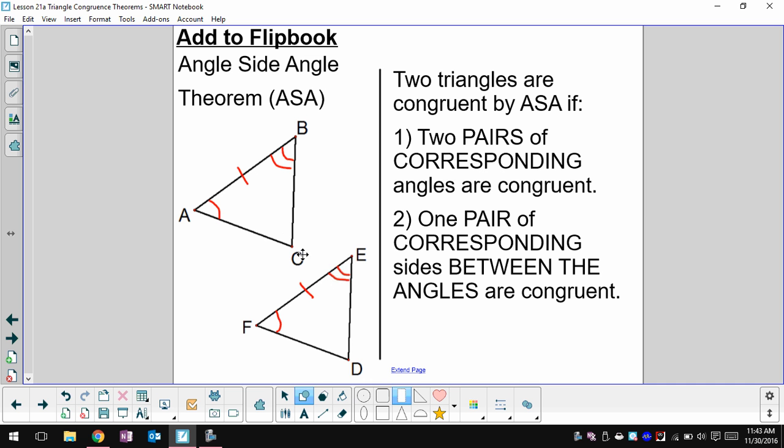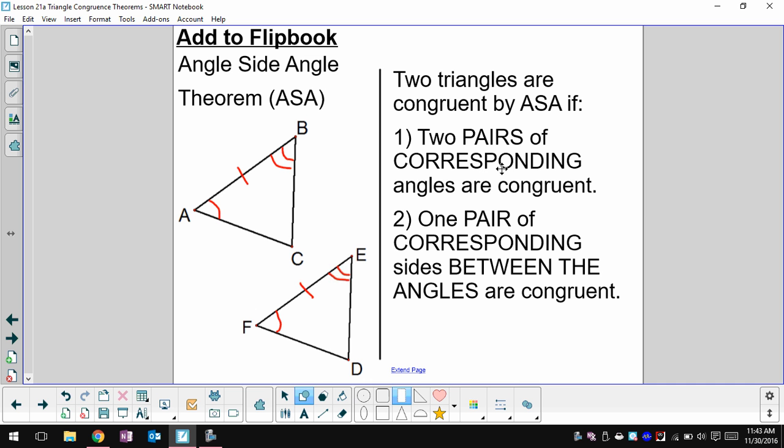So if you look at our picture, angle A and angle F are congruent. Angle B and angle E are congruent. And then the side between those pairs of angles, AB and FE, you can see that this marking is between the two angles that I've marked. This marking is between the two angles I've marked. That makes this angle-side-angle. It's a specific type of angle-angle-side.